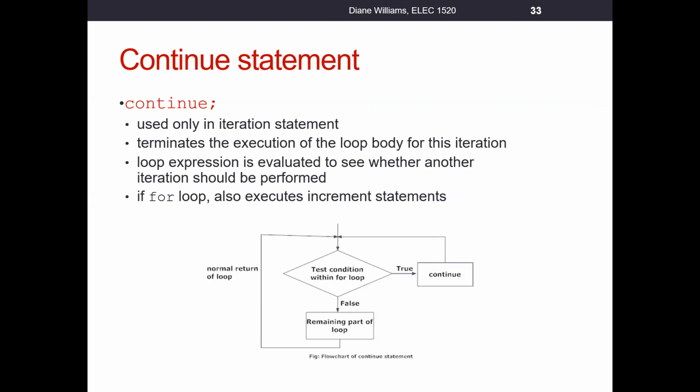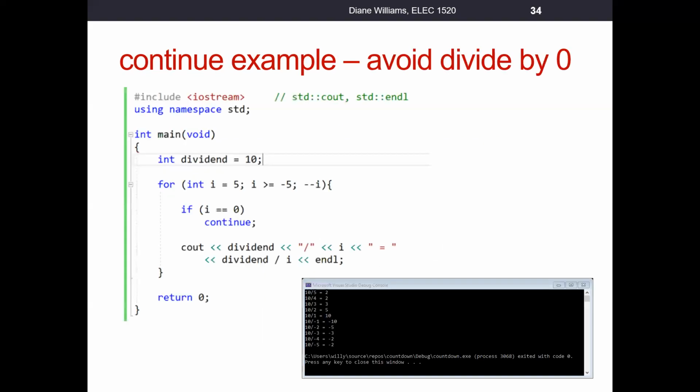It will go back and evaluate the loop expression to see whether or not another iteration of the loop should be performed. So should we keep looping through? And if it's a for loop, it's also going to execute those increment statements that we have. So this is our same example that we had before with a for loop. Dividend is 10, i is equal to 5.